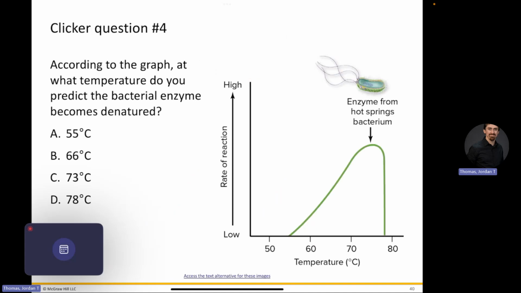So here's another question for you. According to the graph, at what temperature do you predict the bacteria enzymes become denatured? Look at the graph, think about your answer, and we'll come back.